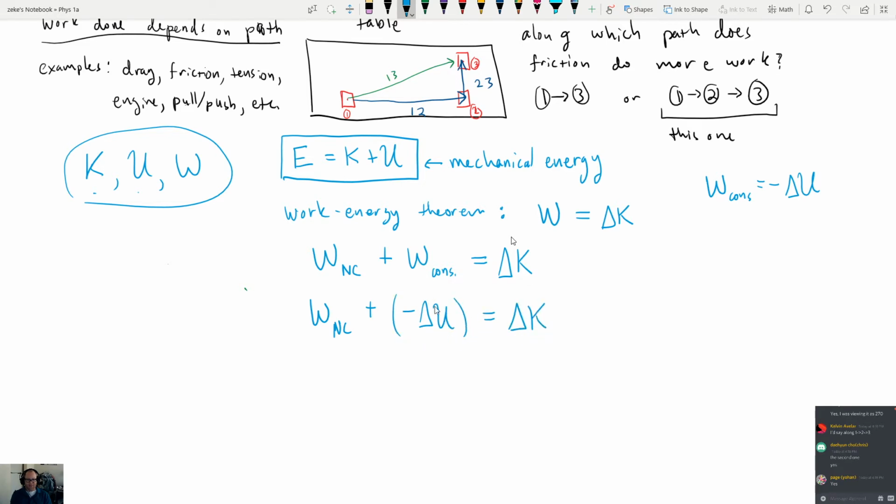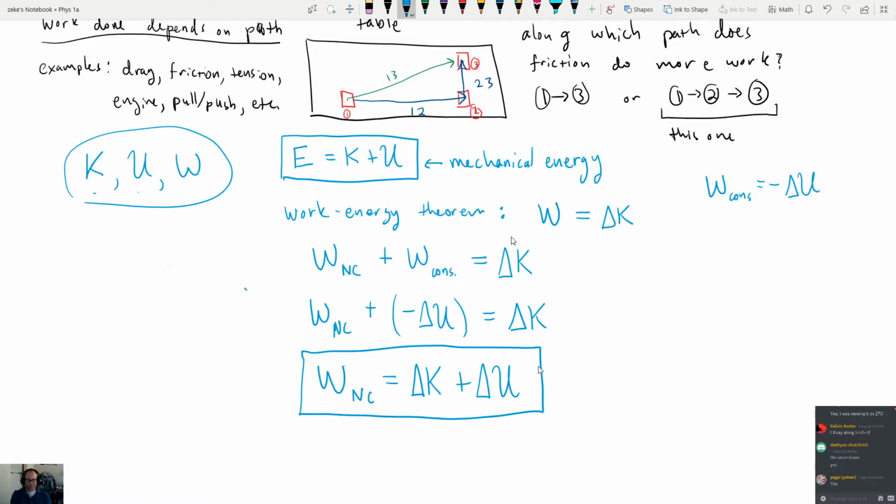And then we're going to add this piece to the right-hand side. And we're going to get the work done by non-conservative forces is equal to the change in kinetic energy plus the change in potential energy. And this equation is probably one of the most useful in all of physics. There's another way you could write it using mechanical energy. So another way you may see this written is the work done by non-conservative forces is equal to the change in mechanical energy. I'm probably not ever going to write it like this because I think this is very, very confusing. But if you want to write it like this, it's fine. I will understand what you're writing.